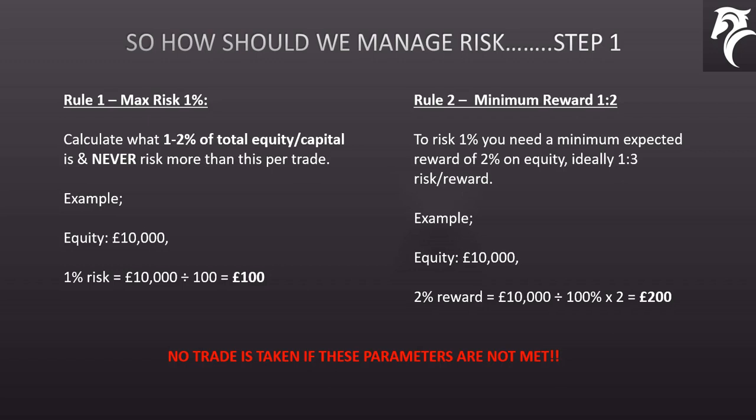In other words, expected return must be at least double that of your risk, or as a ratio, for every 1 part of risk, we need to aim for at least 2-part return, and ideally 3 times the return. So in the example of the £10,000 equity account, we need to have a high probability trade that shows for £100 we risk, we can make a potential £200 as a minimum.